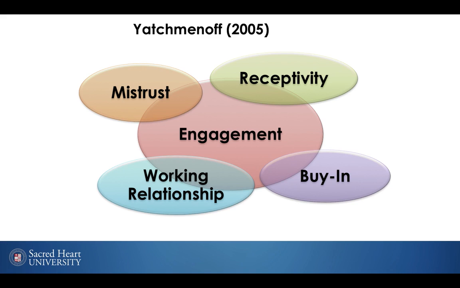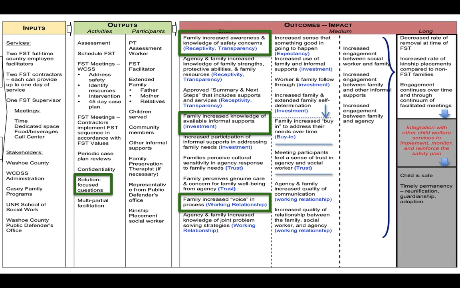They felt that that was one of the critical aspects of their program. And so this theory by Yachmanoff in 2005 is about client engagement, and the author actually identified 4 dimensions of client engagement. So you can see them here: mistrust, receptivity, buy-in, and working relationship. So I'm not going to go into the details about the theory itself, but what we did was we went back then and mapped those dimensions to the items in the logic model that they supported.